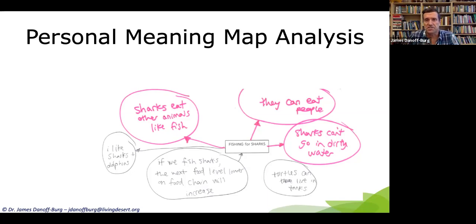Some might be particularly not relevant to your question. I like sharks and dolphins. Well, that could be relevant. Maybe you're interested in knowing how much people support sharks. Or sharks can't go in dirty water. So people put all these kinds of ideas that are their responses, or things that they think are most important to your first prompt. In this case, that prompt is rather broad: what do you think of fishing for sharks?